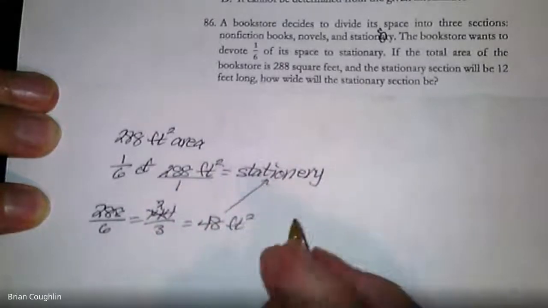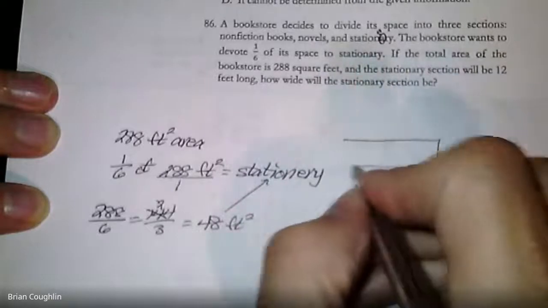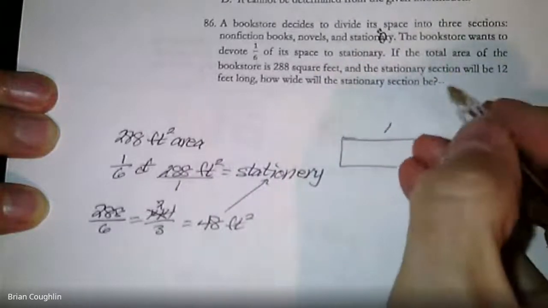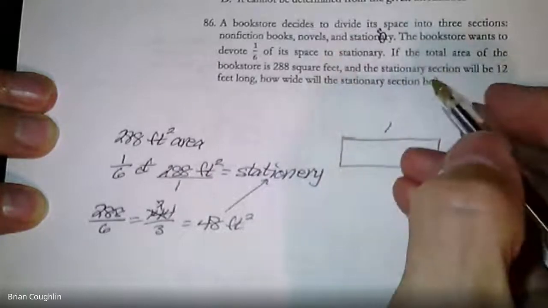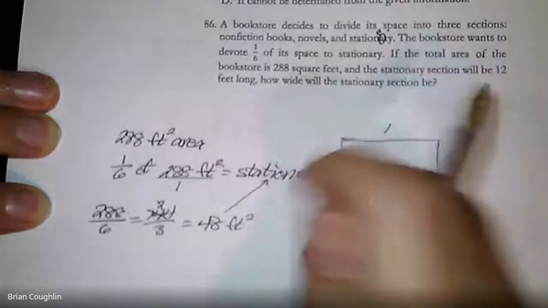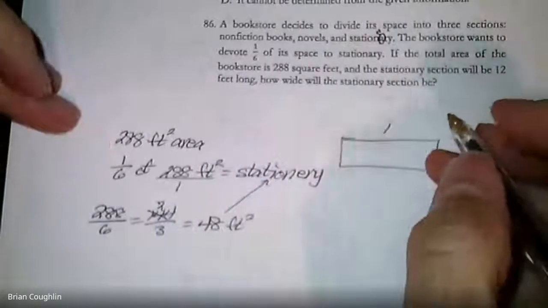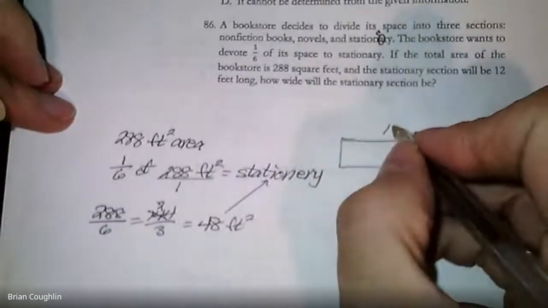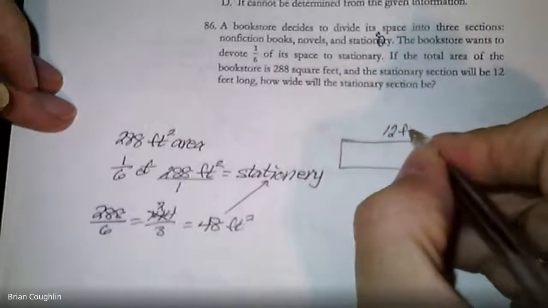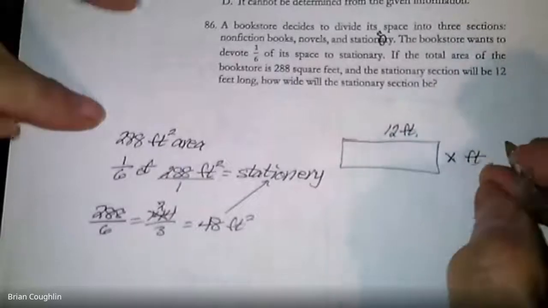Does that make sense? Now, it said the stationery section will be 12 feet long. And it sounds like they're using a rectangle, that kind of makes sense because floor space in a room is usually rectangular. They didn't actually say, so we're kind of making an assumption that this is a rectangular spot. But if they're talking about length and width, it's a reasonable assumption. This is 12 feet. And this is, I have no idea how many feet. That's the width.